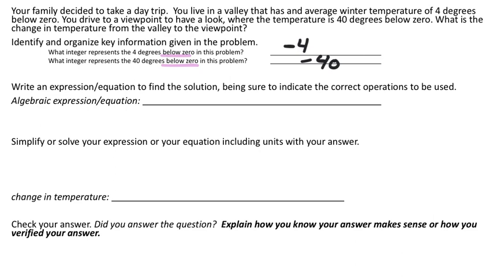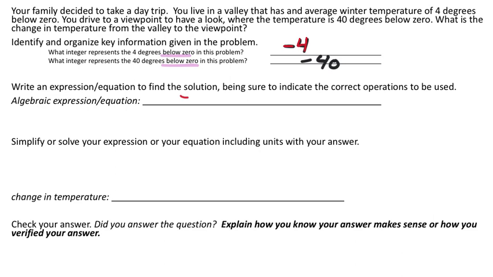Next up, write an expression or equation to find the solution, being sure to indicate the correct operations to be used. Then it says the algebraic expression or equation. All right, so we want to find the change in temperature from the valley to the viewpoint. So the valley, that was the -4 up here.